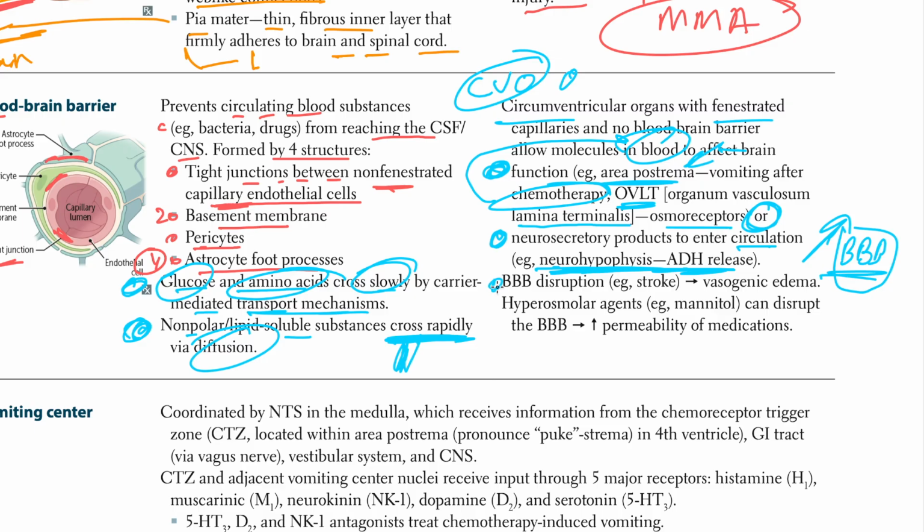The next thing we said is that not only with these CVOs, but if the patient undergoes a stroke, it can also mess up the BBB elsewhere, not only at the CVOs, and that is going to cause vasogenic edema. And then we said mannitol can also mess up the BBB, which would lead to increased permeability to medications.